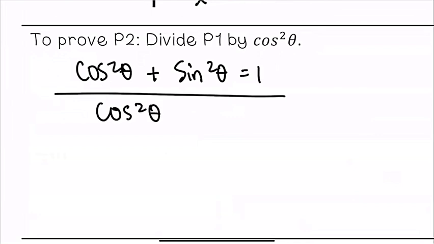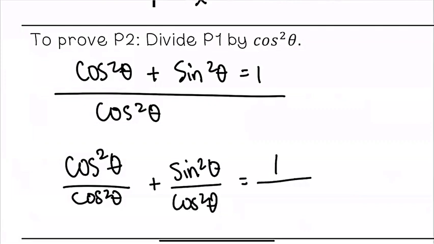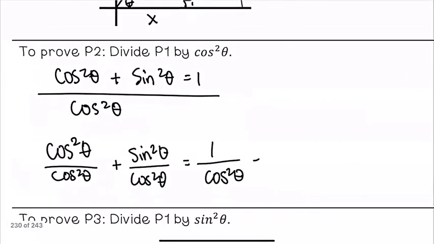And when I do that, I will end up with cosine squared over cosine squared plus sine squared over cosine squared equals 1 over cosine squared. And then I'm going to use my other identities to simplify each of those individually. So looking at our first fraction here, anything divided by itself is 1.